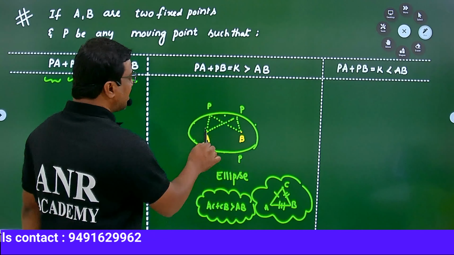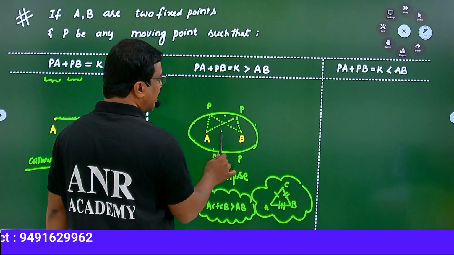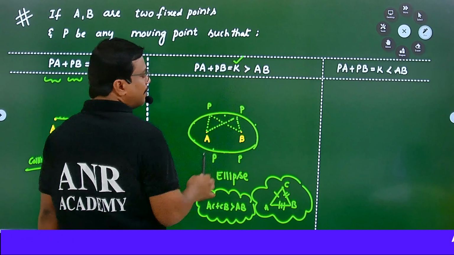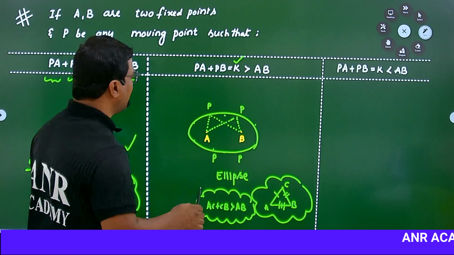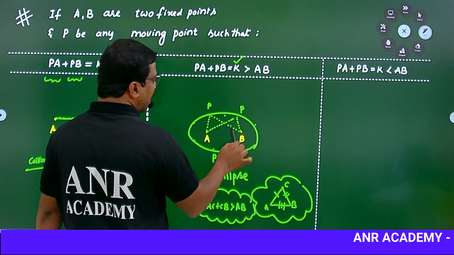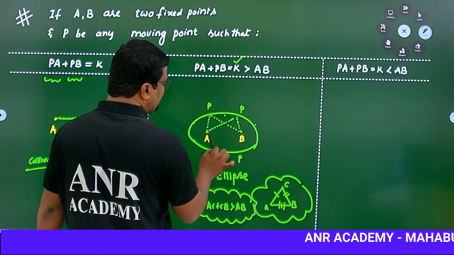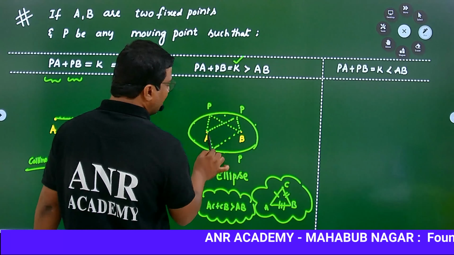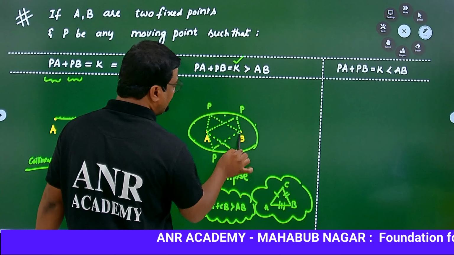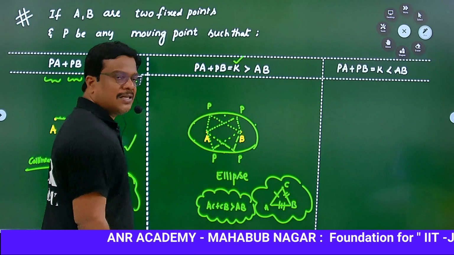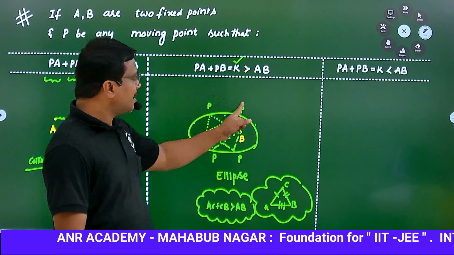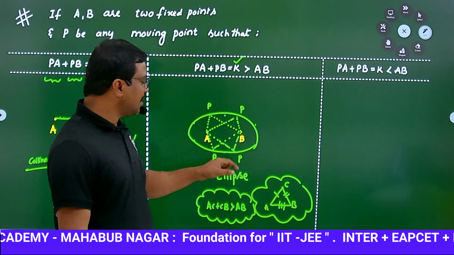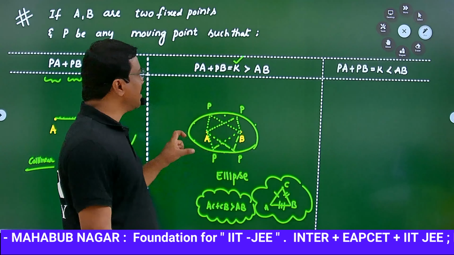And here the condition is PA plus PB equal to constant. So with a constant distance, you have to select another point P. If you add up PA and PB, the distance should be a constant K. This is the distance K and this is also the distance K. If you select this one, the sum of these two is again K, and if you choose the point here, PA plus PB is again K. In such a way there are so many points in the plane, and joining all these points we get an ellipse, that is the locus.